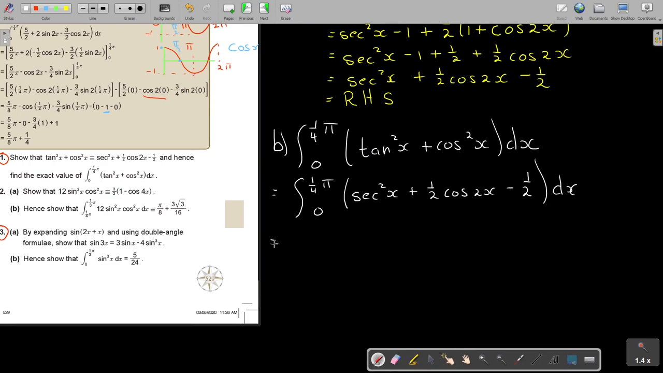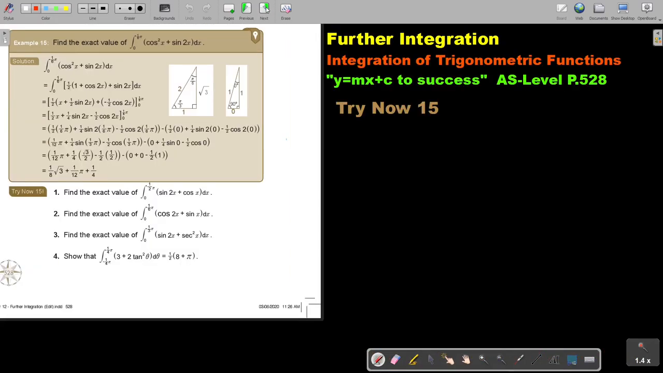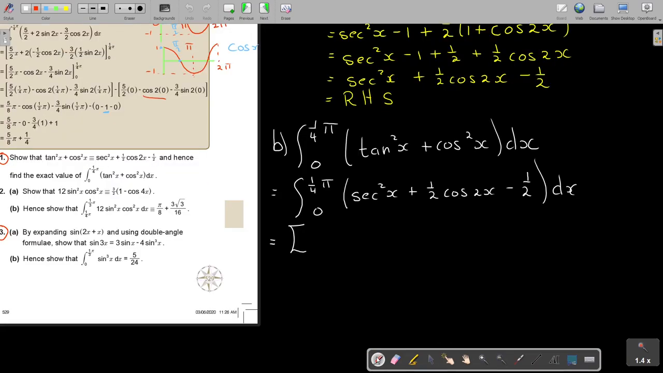If I look at integration, at the beginning of the chapter, you will see that sec²x integrates to tan x. I want to show you the pages. Here it was, can you see? Just your normal one, sec²x gives tan x, on page 5 to 6. So let's continue. Because I'm integrating now, it's tan x, plus a half, cos gives sin, but with that value, so it's the reciprocal, a quarter sin 2x, minus a half x.